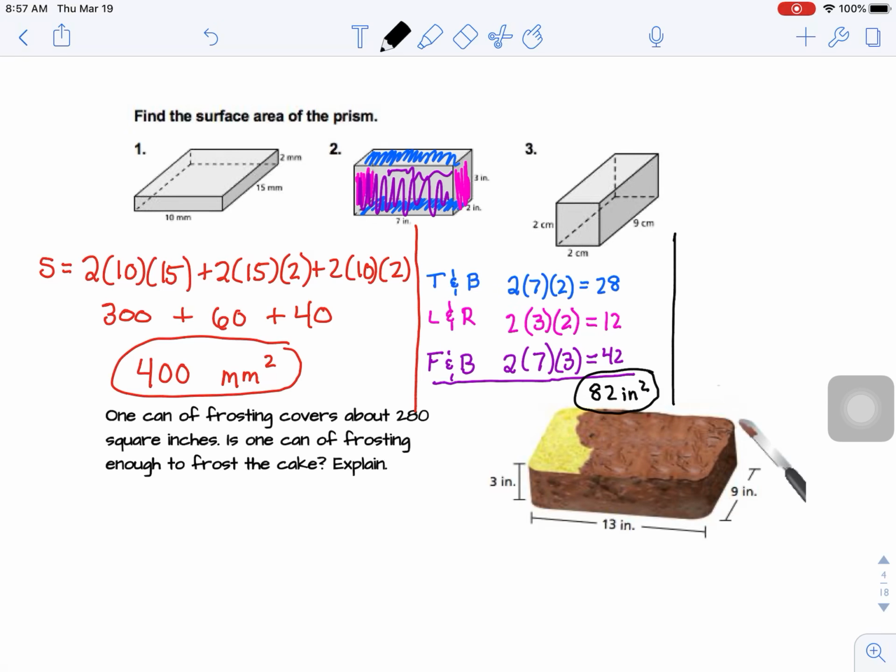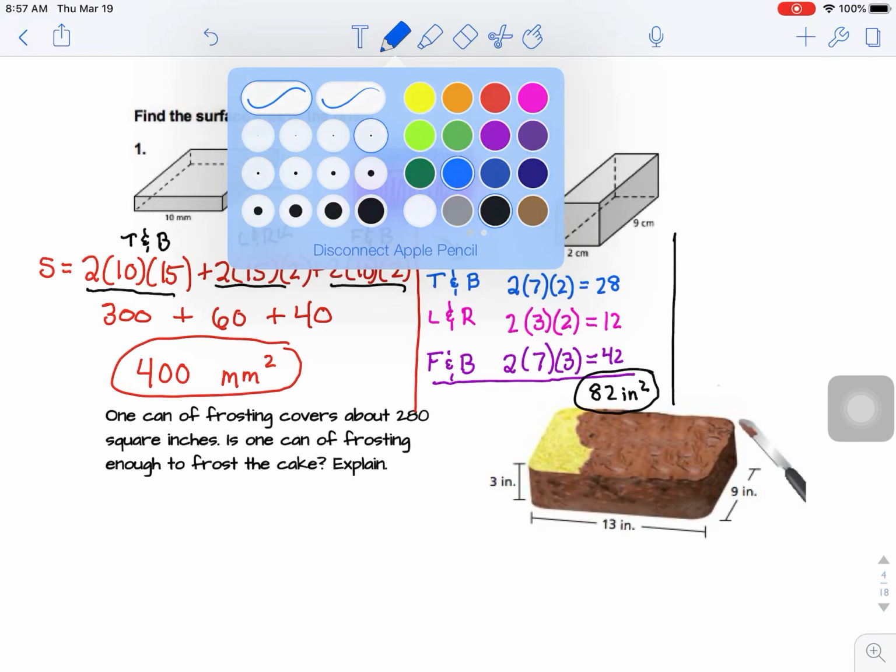You'll notice that the work for 2 matches the work of 1. We did each piece: top and bottom, this was our top and bottom, our next piece was our left and right, and this piece was our front and back. We just wrote it out using the formula instead of thinking about it. So again, up to you guys.